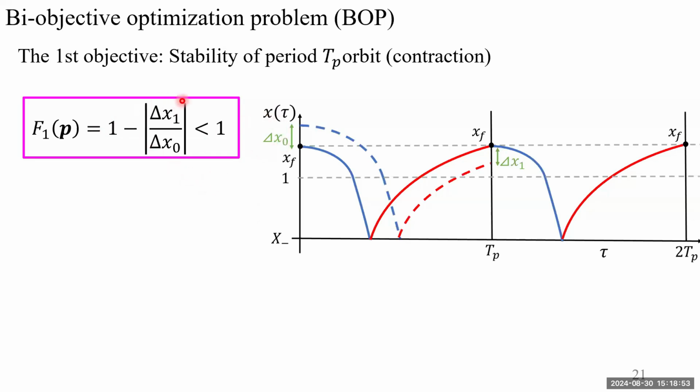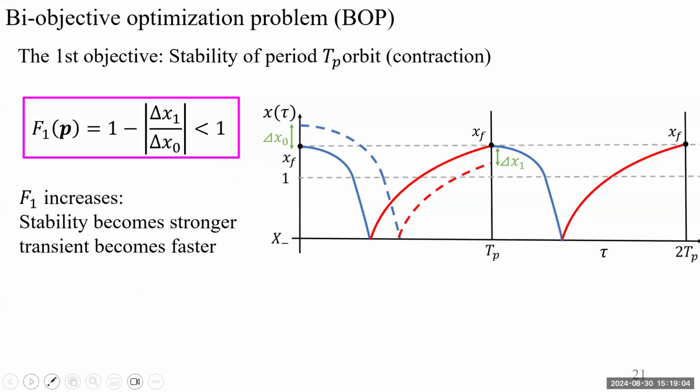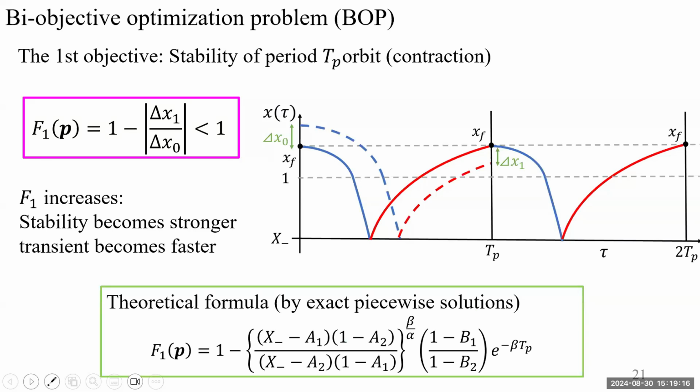In the super stable case, x1 is 0, and in that case, F1 is 1. That is a super stable case. Anyway, as F1 increases, stability becomes stronger, approaches superstability, and the transient phenomena become faster. Using the exact piecewise solution, we obtain a theoretical formula for this first objective.